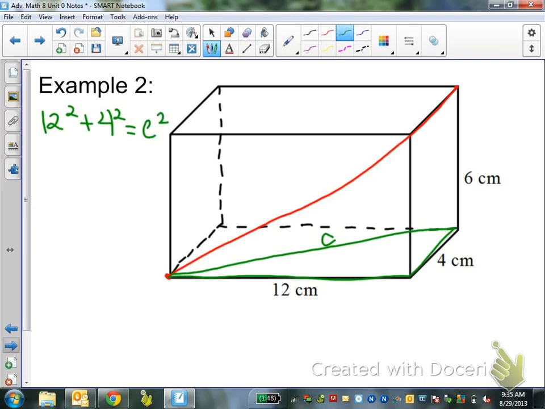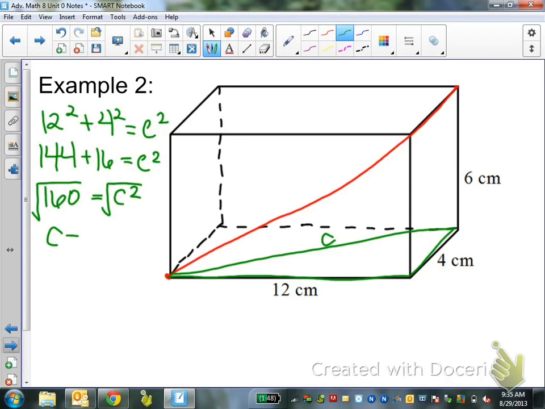Okay, ladies and gentlemen, what's 12 squared? 144 plus 16 equals C squared. So we get what? 160 equals C squared. And when I square root, 160 is not a perfect square. So when you plugged it into the calculator, what did you get? 12.6? Thumbs up if you agree. 12.6? Okay. So now we know that this guy is 12.6.